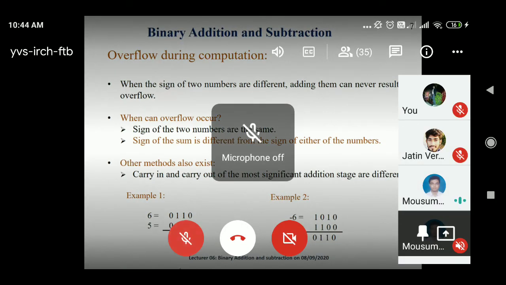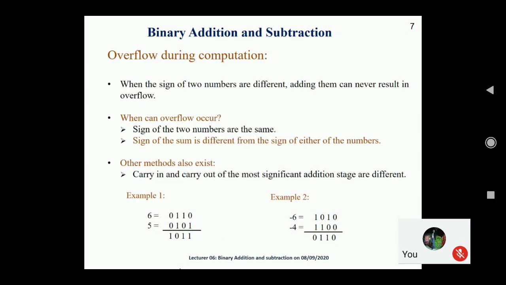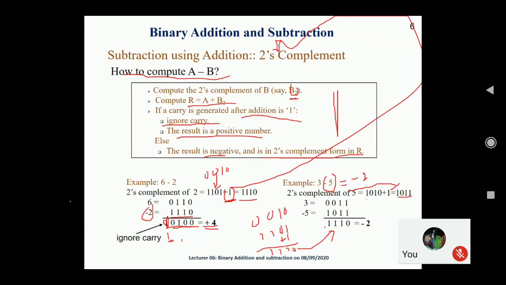Now what happened? Binary addition overflow during computation. Now what is overflow actually? How can we detect the overflow? That means we are not performing within the 4 bits. All the things are completed when we are considering n equal to 4. That means how many bits are we considering? 4 bits. But some particular operations we are not covering with 4 bits. More bits are required. So that is called an overflow.